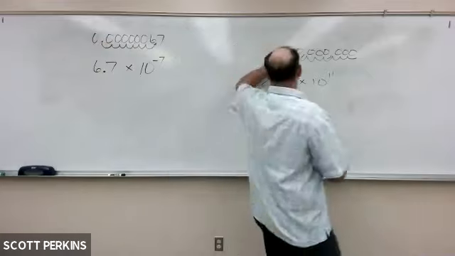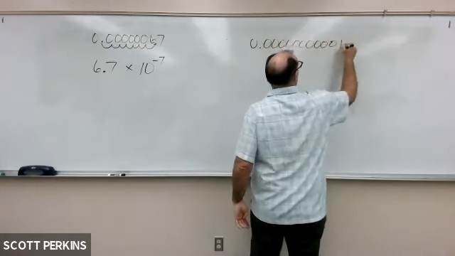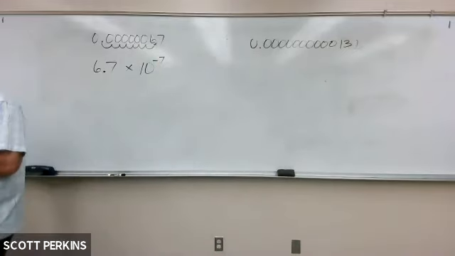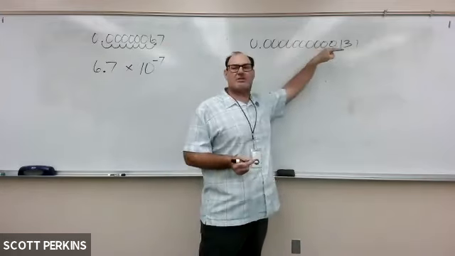So this is same sort of thing. We're going to have, let's see, 1, 2, 3, 4, 5, 6, 7, 8, 9, 10. There's 10 zeros after the decimal, and then 1, 3, 1. All right, how are you starting the scientific notation out? What's the first non-zero digit I get to?